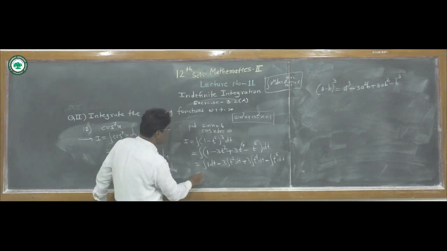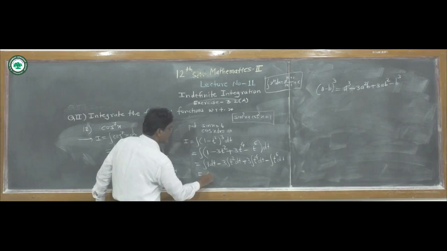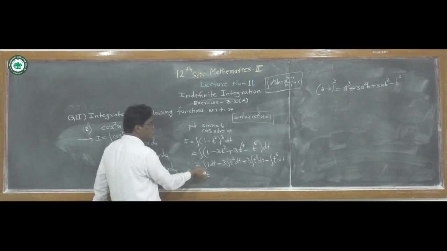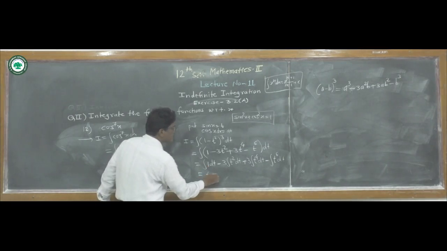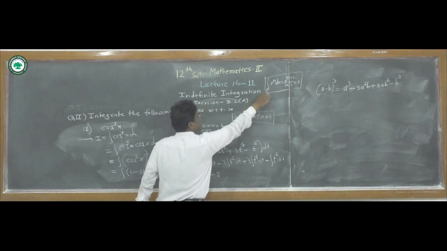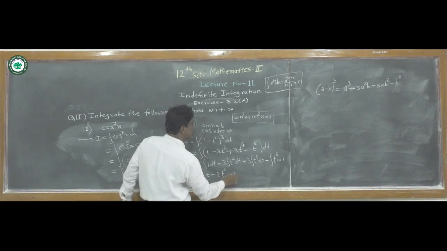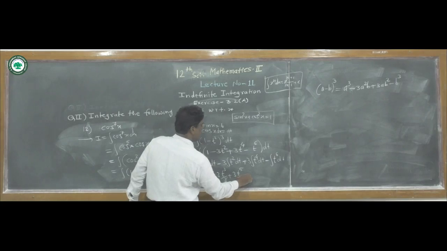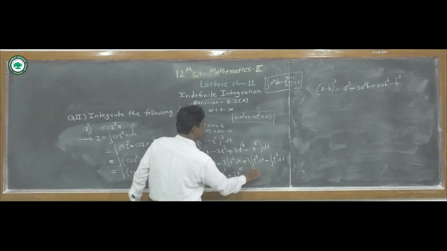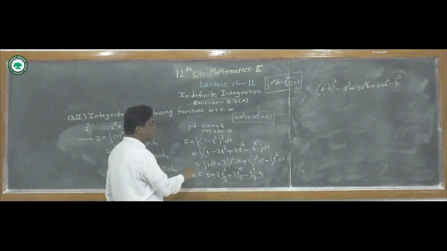Now here, integration of 1 dt is t. 1 is the derivative of t, so integration of 1 dt is t minus 3. Now use this formula, integration of x to the power n dx: minus 3 t to the power 2 plus 1, that is 3, upon 3, then plus 3 t to the power 4 plus 1, that is 5, upon 5, minus t to the power 6 plus 1, that is 7, upon 7, plus constant of integration, and lastly put the value of t.